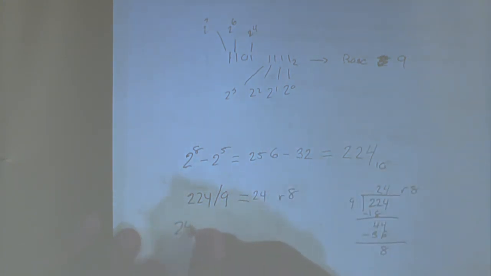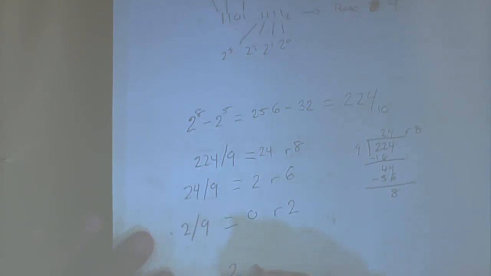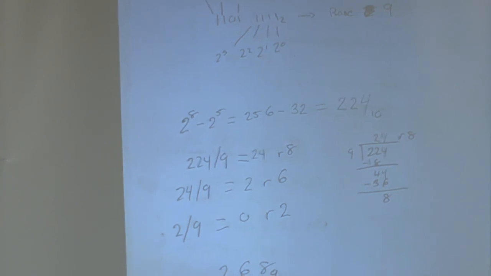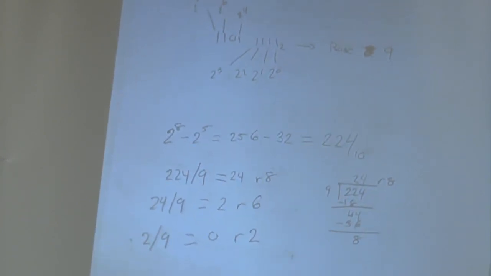Okay, same thing when you do 24 divided by 9. That's going to be 2 remainder 6. And 2 divided by 9 is going to be 0 remainder 2. So the final result is going to be 2, 6, 8. That's going to be base 9. Okay. Does it look good to everyone? Okay. So this is how we do conversions from base 2 to base 9. We use base 10 as our intermediate base. Okay?